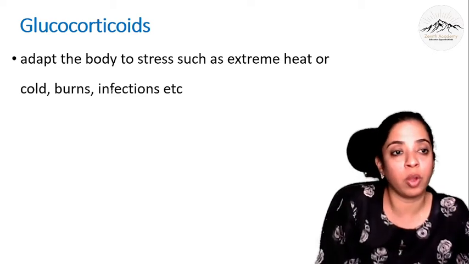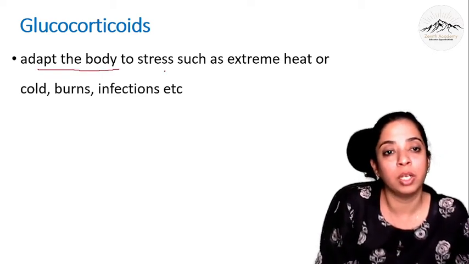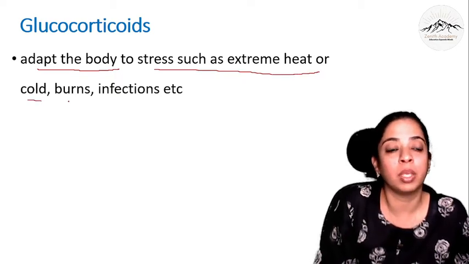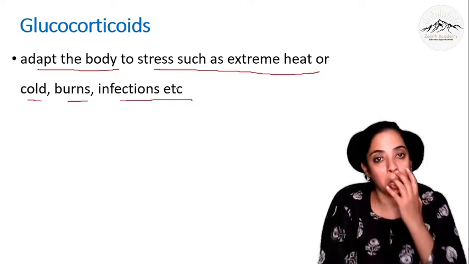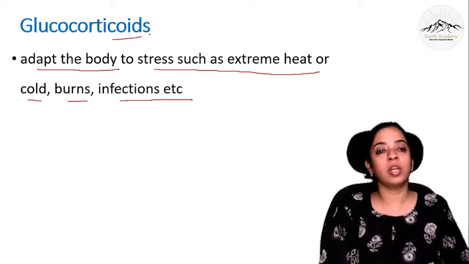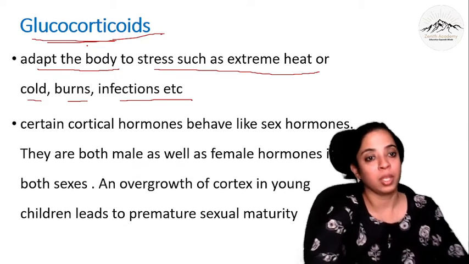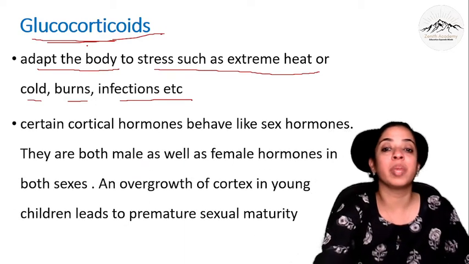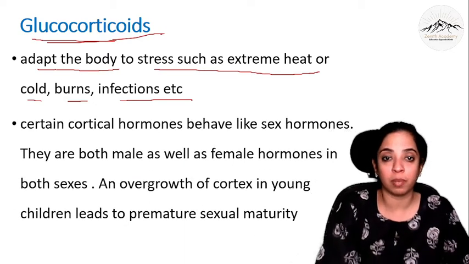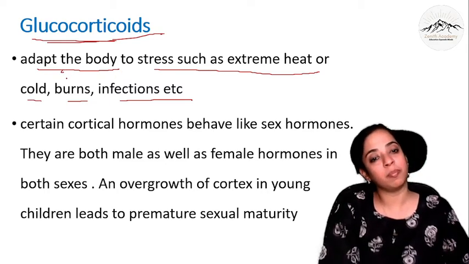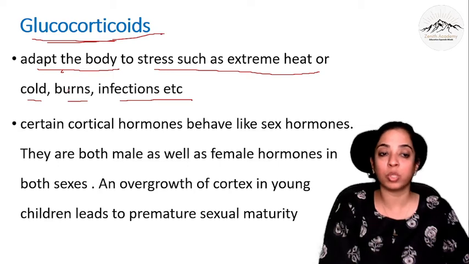So glucocorticoids help to adapt the body to such stress, like when there is extreme heat or cold, or a burn, or infections. So glucocorticoids help our body to adapt to these changes or these stresses. Then certain cortical hormones behave like sex hormones as well. They are both male as well as female hormones in both sexes.